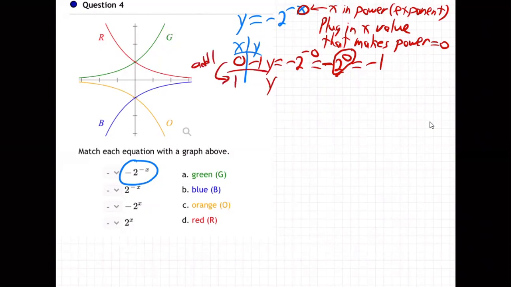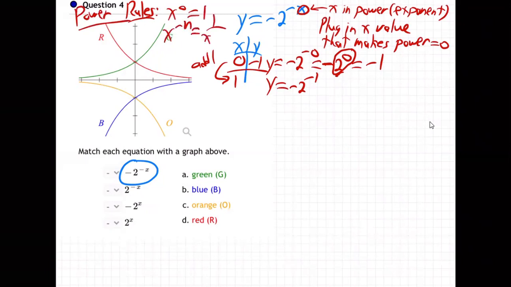Let's plug in 1. What's that going to be? -2 to the -1. I just plugged in 1 now. Do you remember what a negative power does? Let me write the rules up here for you. The power or exponent rules that you really need to know. Anything to the 0 power is 1. Anything to a negative power is 1 over that to a positive power. Remember, negative powers, they're unhappy, so to speak. They make the thing flip.